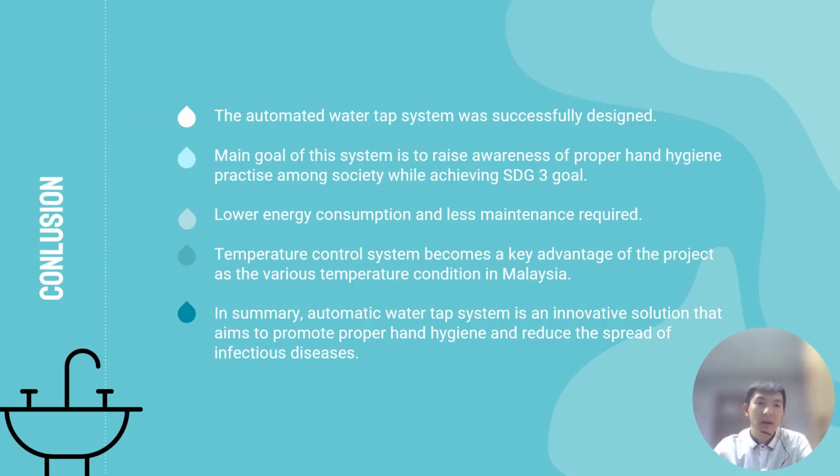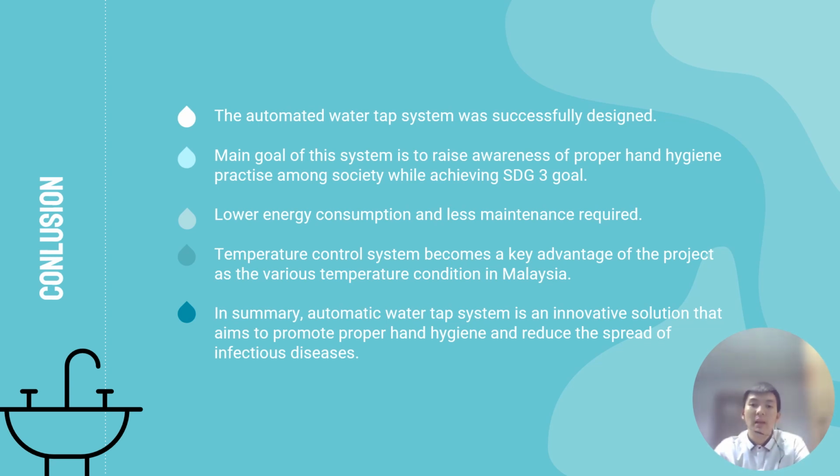In conclusion, by utilizing the feeder programmable logic controller, the automatic water tap system was successfully designed. The Pugh evaluation matrix was implemented to choose the best possible solution for the automatic water tap system. Then, the main goal of this system is mainly to raise awareness among society about the significance of proper hygiene procedure while also achieving SDG 3 goals.